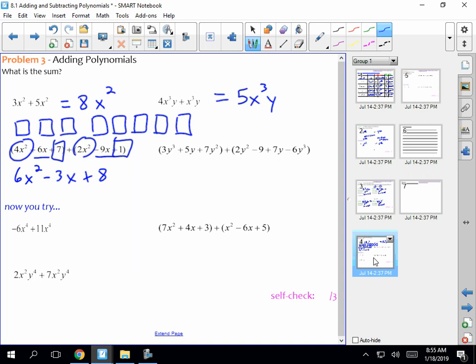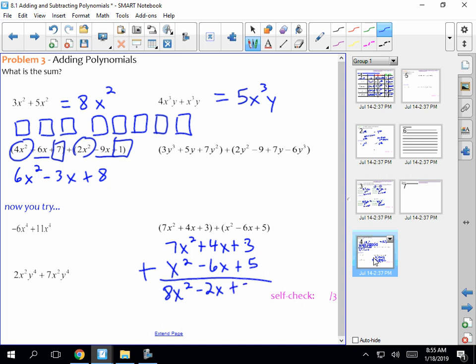I have some students that like to take the two polynomials, like let's take this one down here, and write them vertically like this. And then x squared minus 6x plus 5. Put a line underneath it, plus sign over here, lining up all the like terms. And so this one would be, how many x squareds do I have? 8x squared. And then here, negative 2x, and then 8. So some students like to do that. In your classwork, you'll see it arranged that way, so arranged vertically.